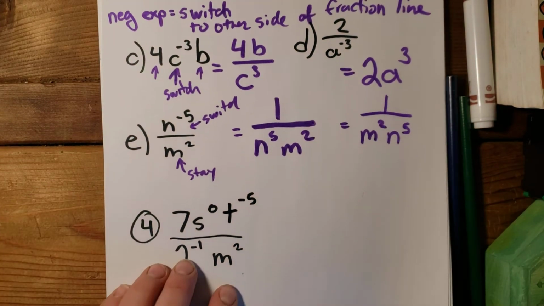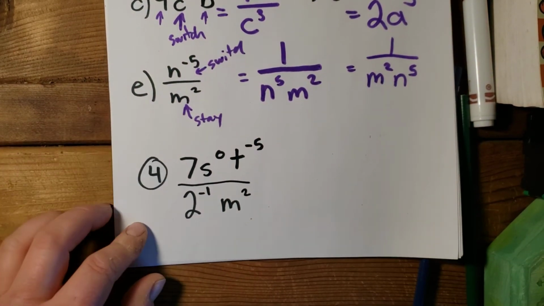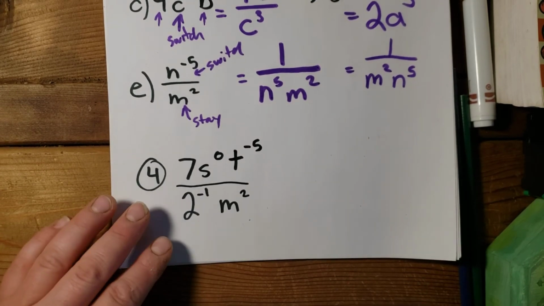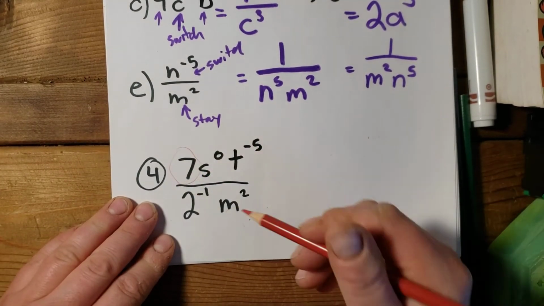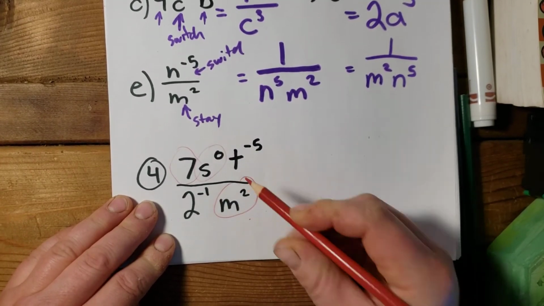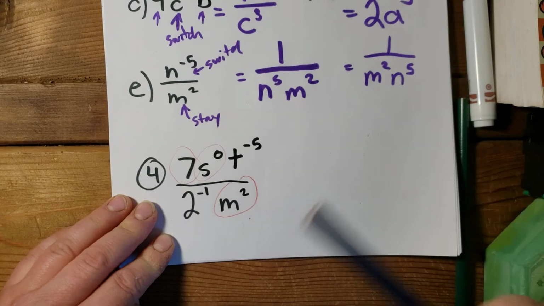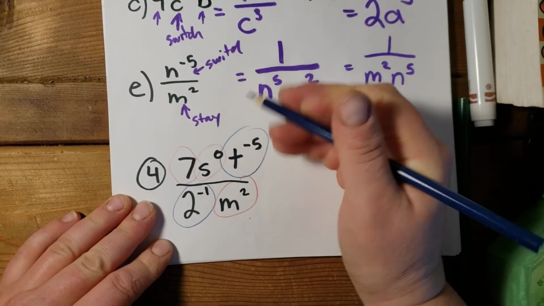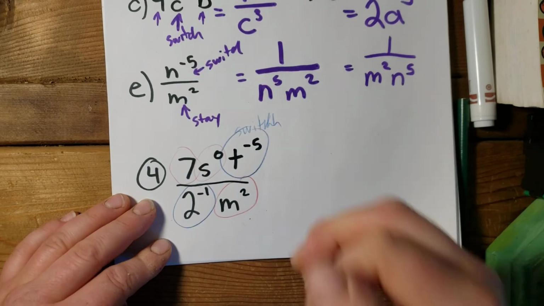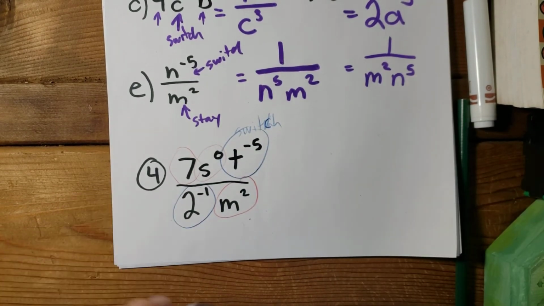All right, if we take one more second and we do the practice problem 4, I'm going to use red to mark which ones need to stay put. This one can stay put. This one can stay put. This one can stay put. That means that this one and this one need to switch to the other side of the fraction line, right?